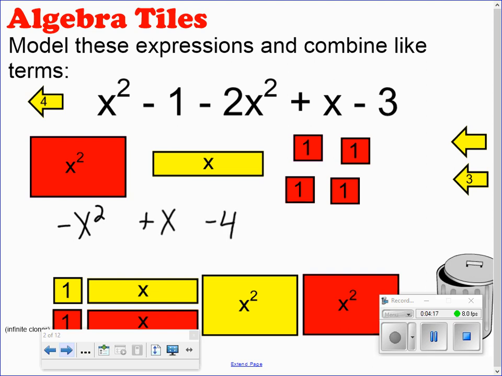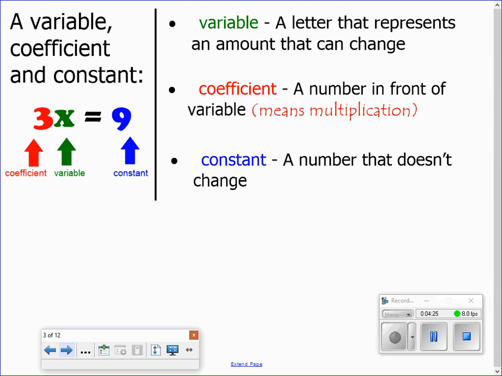and minus a 4. So like terms have to be the same variable, and it has to be raised to that same power. Okay. So, a variable, coefficient, and a constant. We need to kind of understand this when we're talking about like terms. The variable, this is a letter that represents an amount that's unknown, and this amount can change depending on whatever situation that we're looking at.